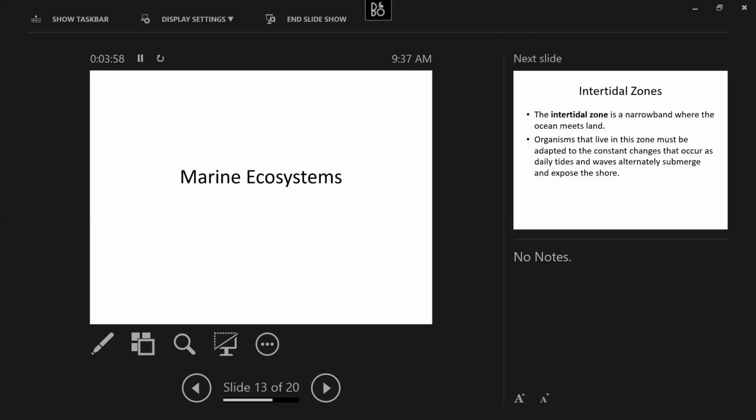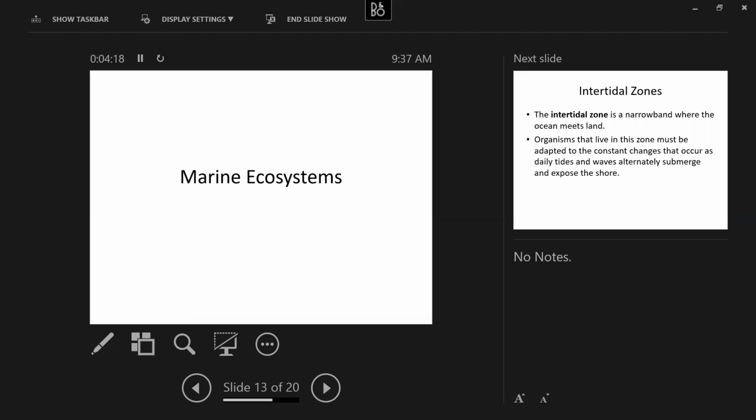I want you to highlight stuff. Under transitional aquatic ecosystems, highlight both bullet points. Under wetlands, the first bullet point. And under estuary, first and third.